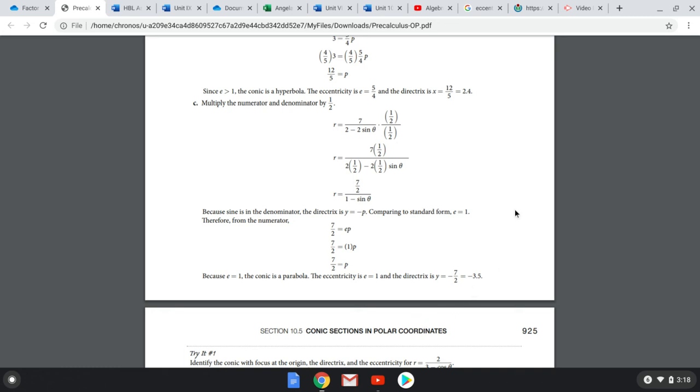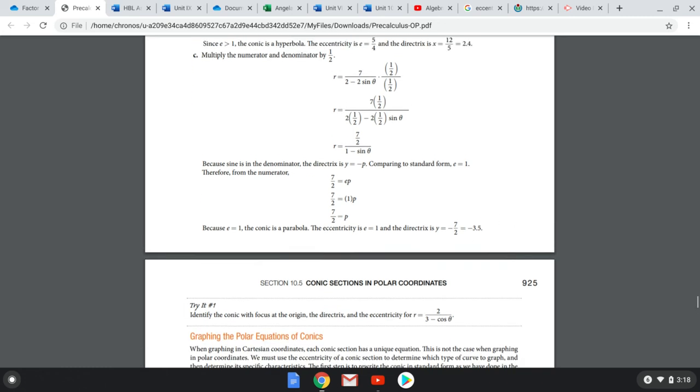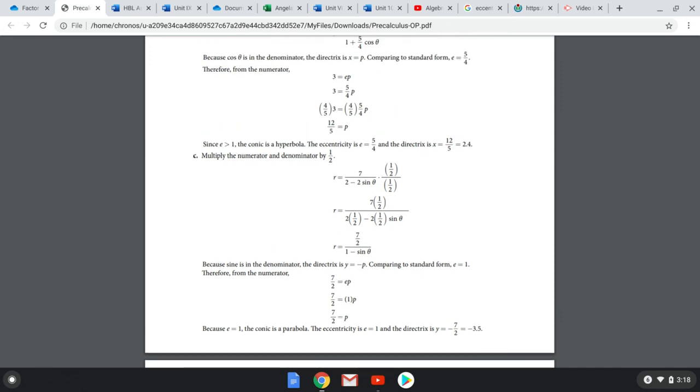So essentially what we just did, those 3 sections, is what they're asking you to do when they ask what type of conic you have and what the directrix is.